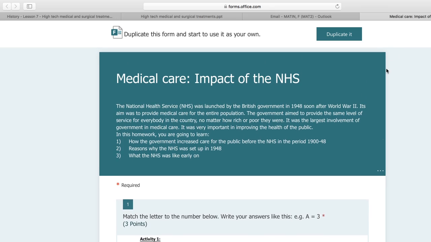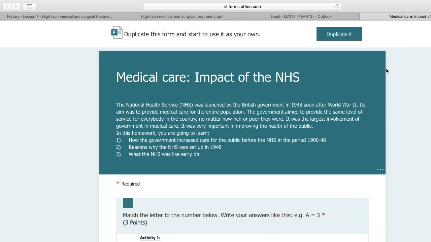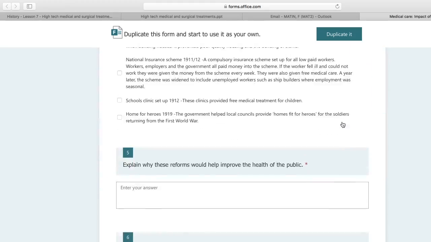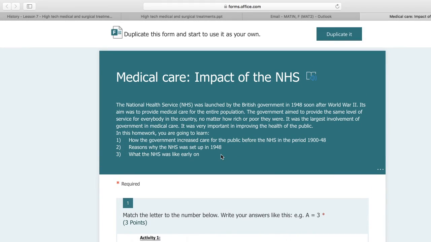I'm going to talk you through the homework, and then you just pause the video, crack on with the homework, and then come back to find out what to do in the lesson. So the actual homework looks like this, and essentially what you're looking at is these 3 points, and that's the information that you're going to gain in this homework.